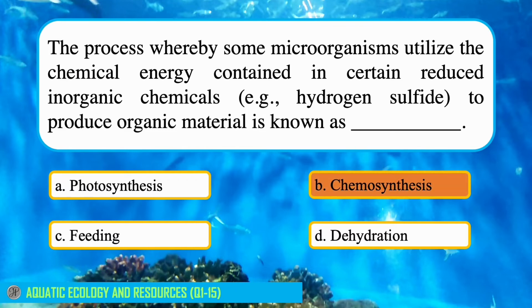The answer is letter B. Chemosynthesis. We all know that chemosynthesis and photosynthesis are both processes by which organisms make their own food. Chemosynthesis runs on chemical energy and it occurs in bacteria and other organisms, for example those organisms found in hydrothermal vents, while photosynthesis is powered by sunlight and it occurs in plants and some bacteria, wherein their end products are sugars or glucose and oxygen.